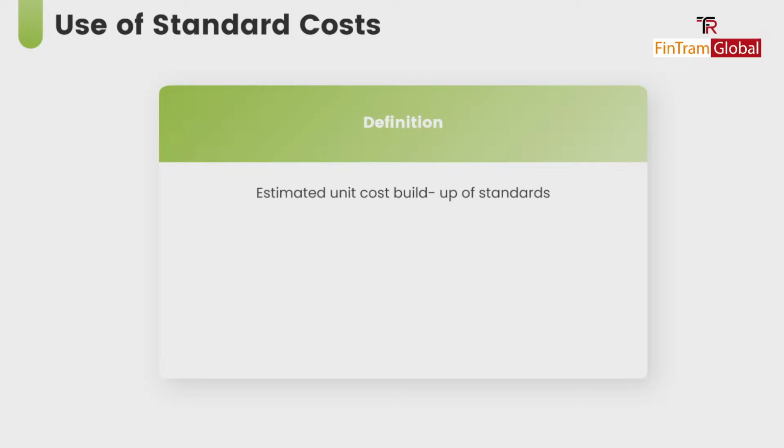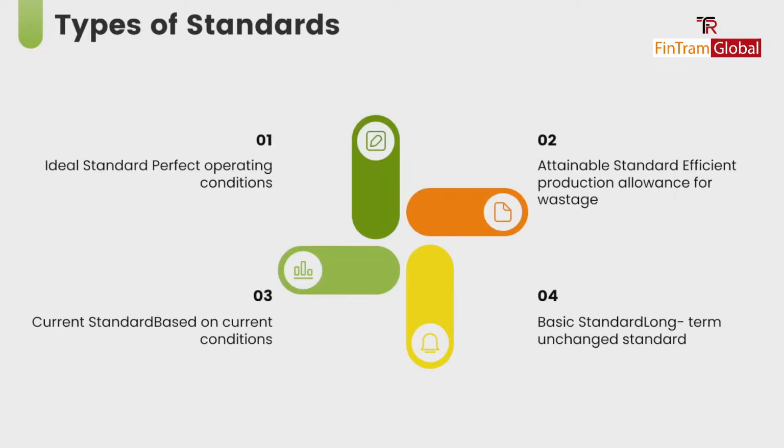And of course, we also learn about standard costs as well. So when it comes to standard costs, what's the idea here? We are setting estimated unit costs, right? So that's basically the idea here. We're setting up estimated unit costs. So when it comes to estimated unit cost build-up of standards, what all things are we learning here? We're learning about the types of standards first of all. There are 4 types, right? There are ideal standards, attainable standards, current standards, as well as basic standards.